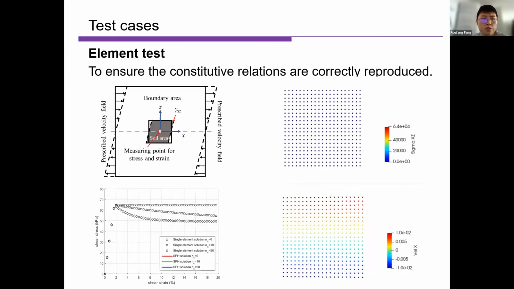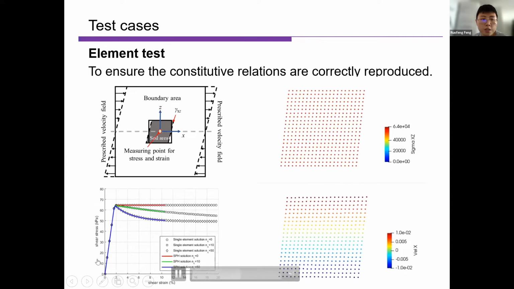In the following, I will present the test cases, and the first one is the element test. This one is to ensure the implementation of the constitutive model in the SPH. As you can see from the figure, there is a soil specimen in the center, which is enclosed by the boundary area. We will assign the prescribed velocity field to the boundary particles to generate a pure shearing deformation. Also, we measure the stress and strain in the center of the soil specimen, and here are the results.